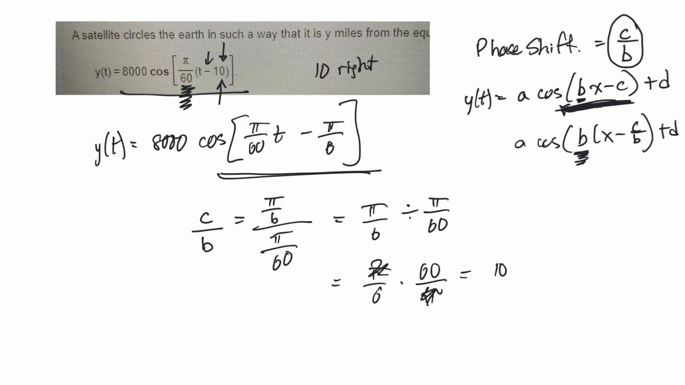So if it's written in this format, you'd have to do the C over B. If it's written in this format, you just write down whatever that number is. That's your phase shift.